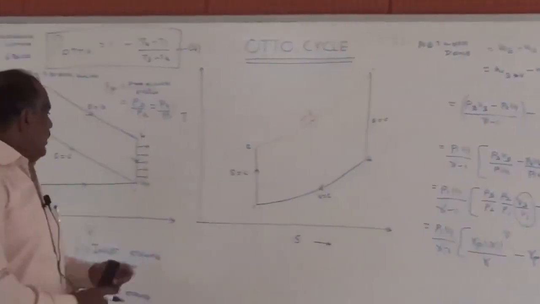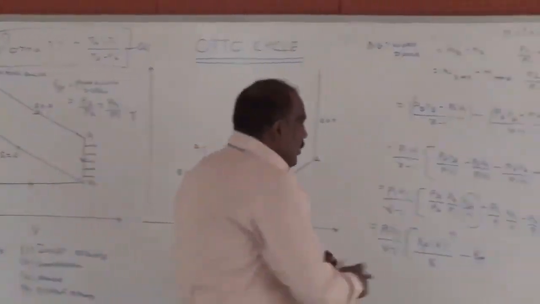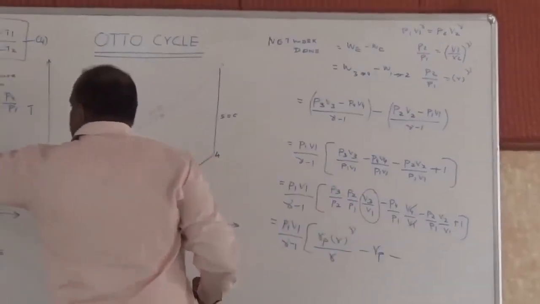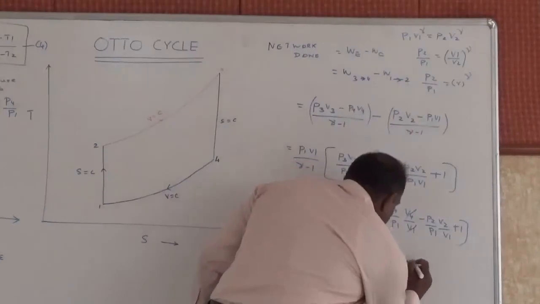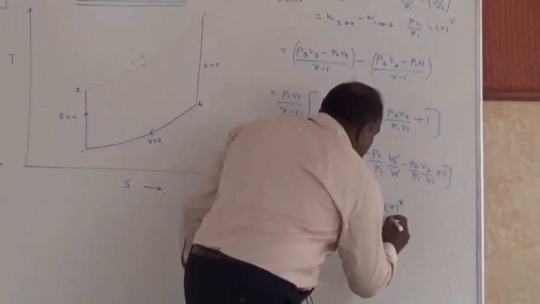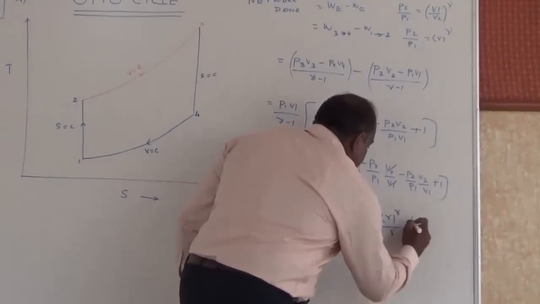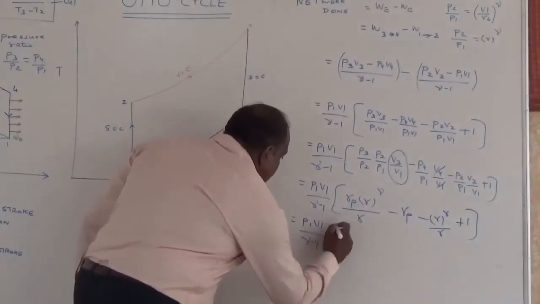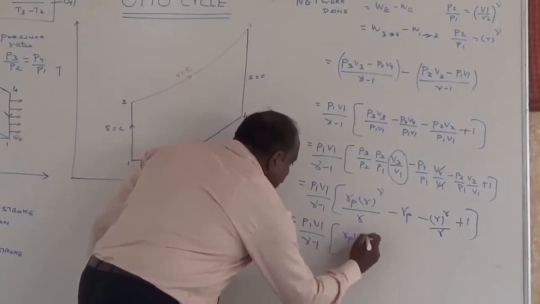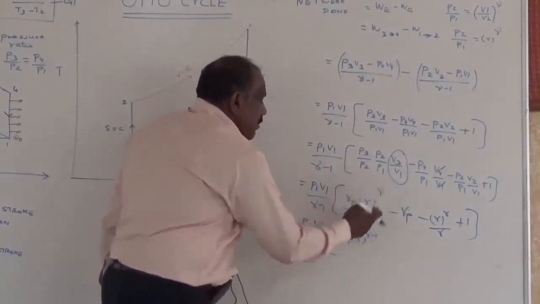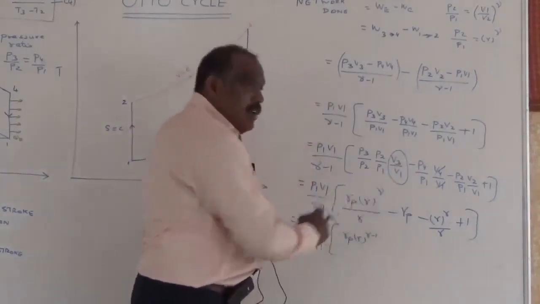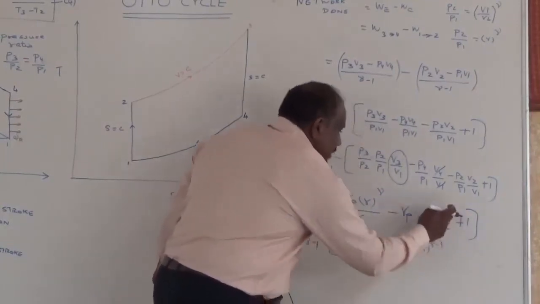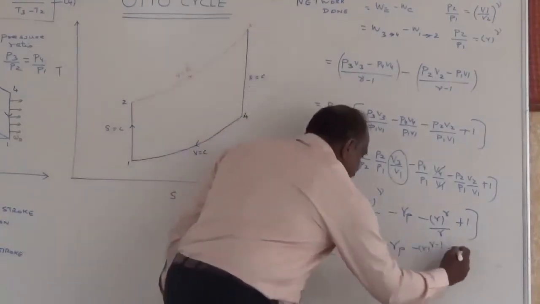And from the diagram you can see that V4 is equal to V1, so V4 and V1 get cancelled off. And minus P2 by P1, which is once again R power gamma, and P1 by P2 is 1 by R, plus 1. So for the simplification, P1 V1 by gamma minus 1 into RP into R power gamma minus 1, because this has R power 1, this has R power gamma. So when I take the numerator, it will become RP into R power gamma minus 1 minus RP minus R power gamma minus 1, because this R power gamma is R power 1 plus 1.